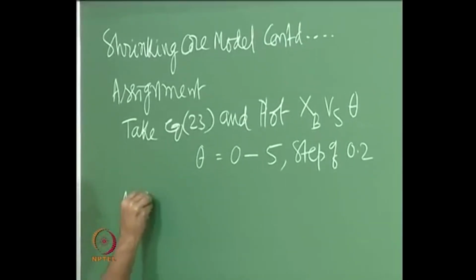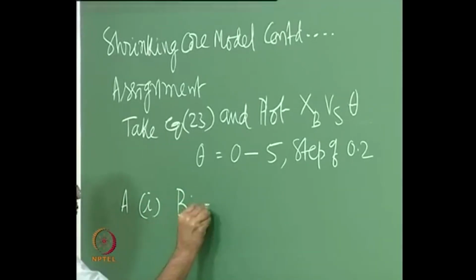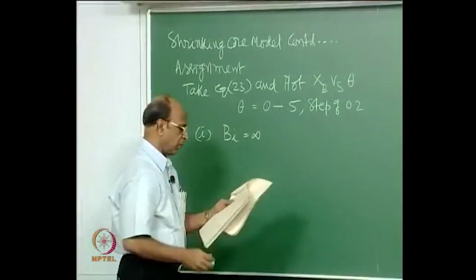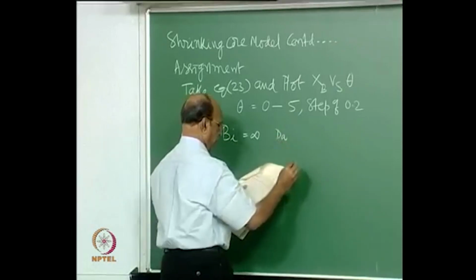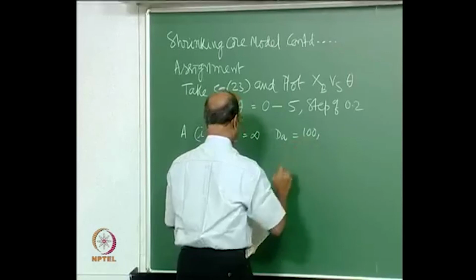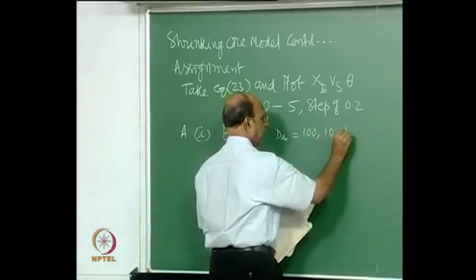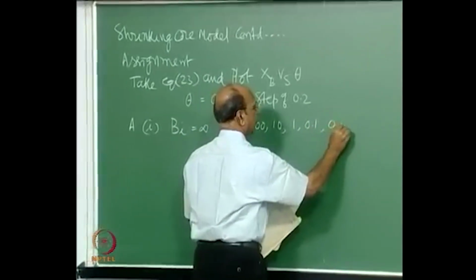Case 1: Biot number equal to infinity. There are two numbers, Biot number and Damkohler number. So, Damkohler number equal to 100; you have to keep Biot number infinity and change Damkohler number to 10, 1, 0.1 and 0.01.